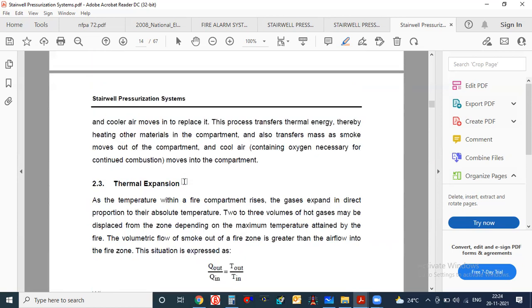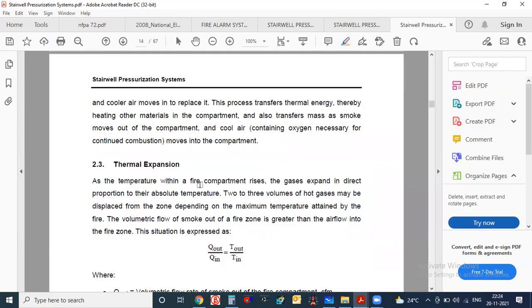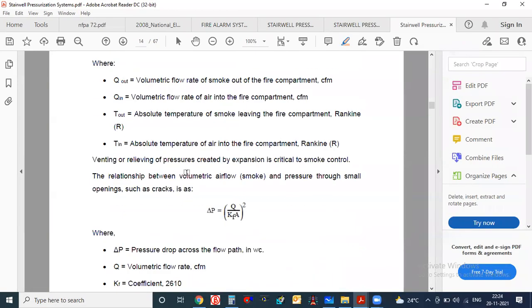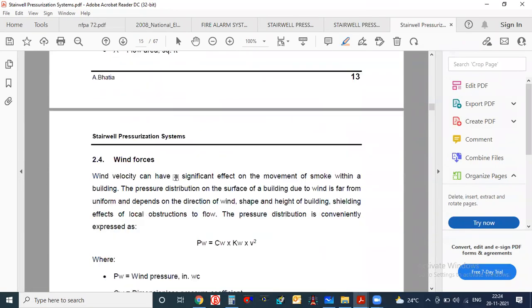Thermal expansion is obviously the expansion. Maybe in the summer it happens. And here they have written the hot gases are expanding. Some formulas are given here. You can just check. Wind forces, wind velocity. Maybe this particular point is happening in the high-rise building where the wind is very huge in the top floors.